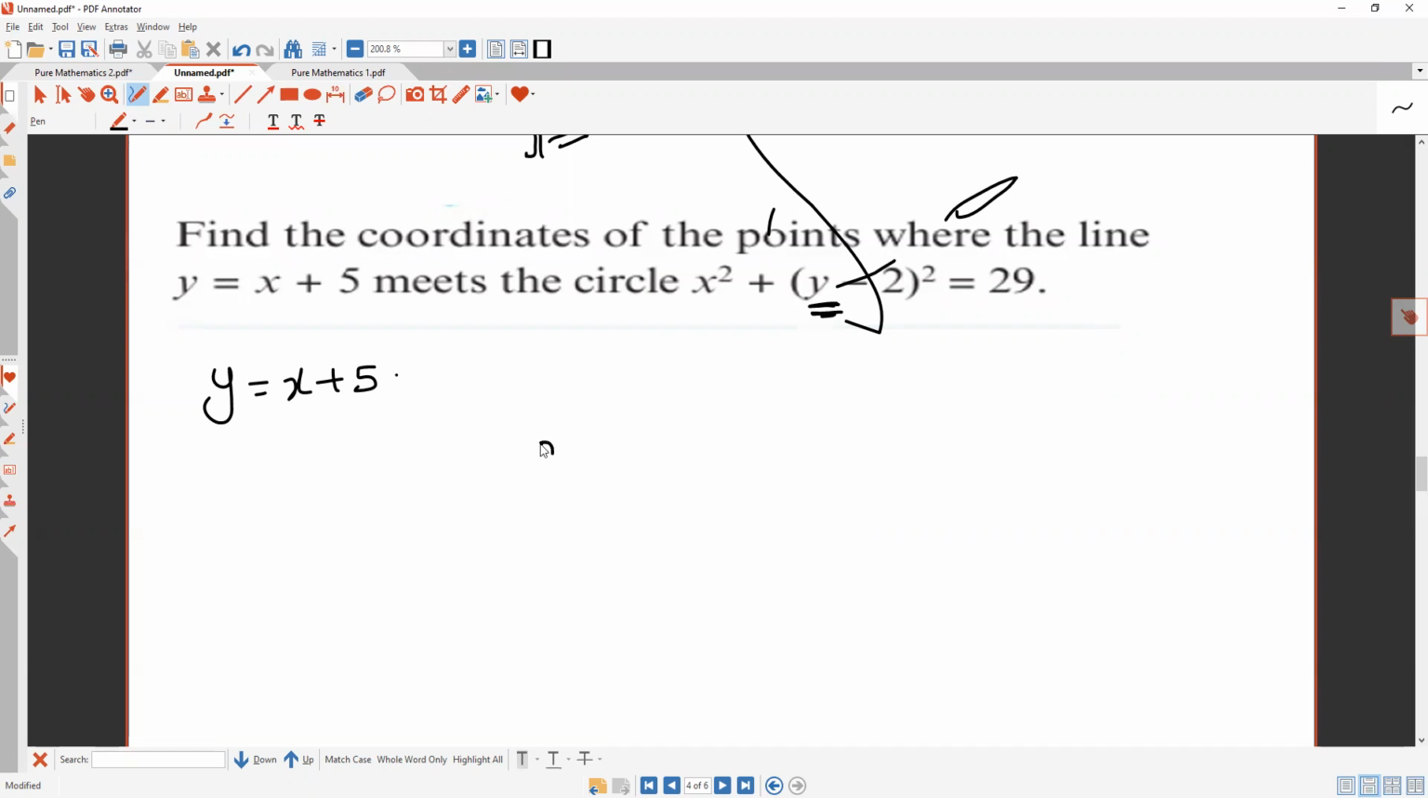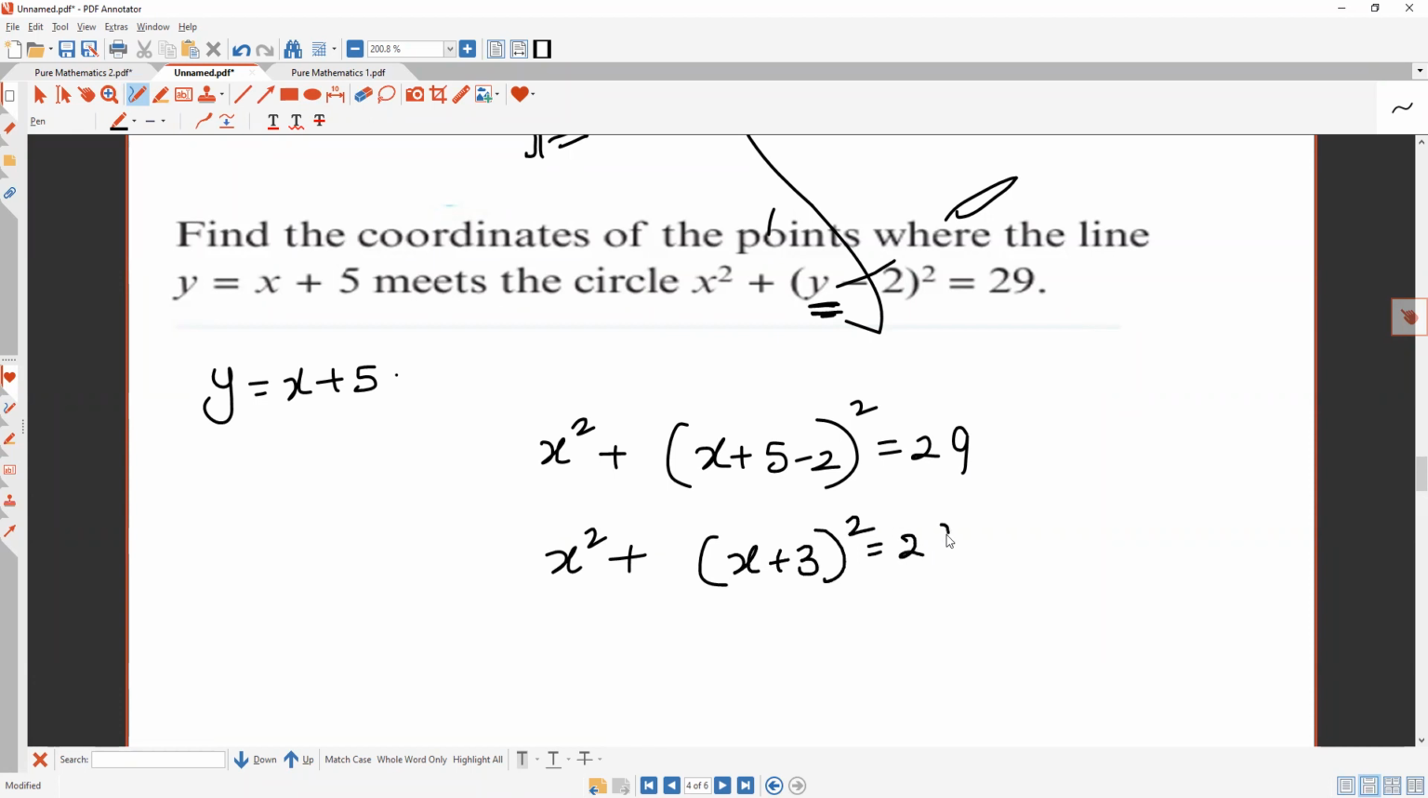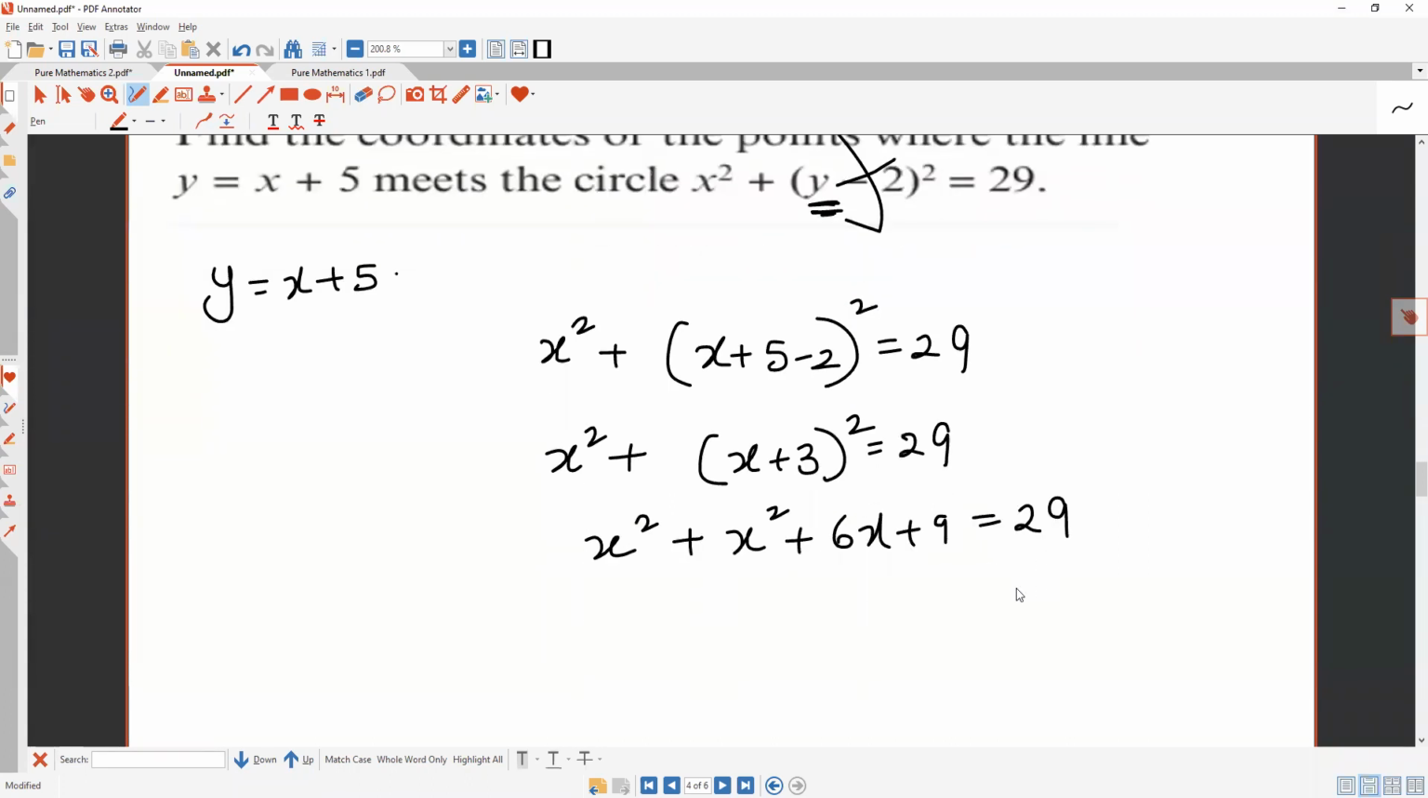Just substitute in the circle equation. In place of y, can I write (x + 5 − 2)² = 29? You have x² + (x + 3)² = 29, since 5 − 2 is 3. So x² + x² + 6x + 9 = 29. Is it clear, everyone? When I open the brackets, now you have 2x² + 6x − 20 = 0, if I'm not wrong, if you bring this 29 over, it becomes minus 20.